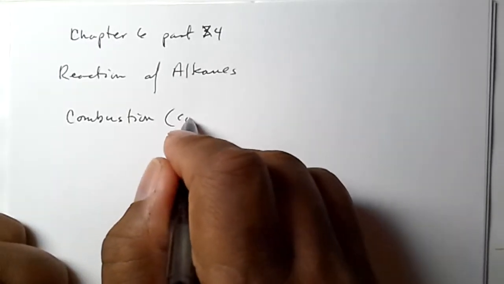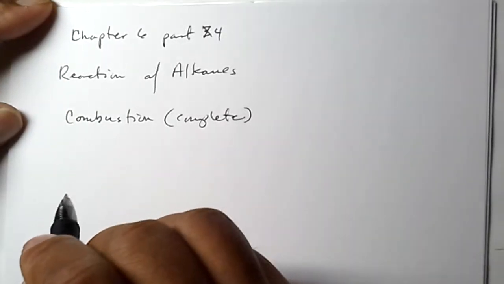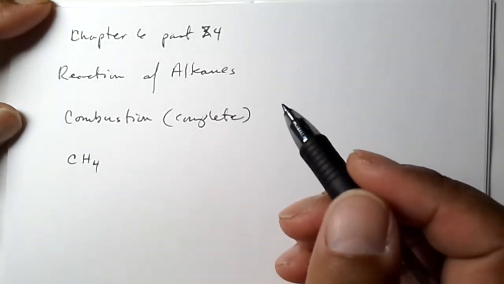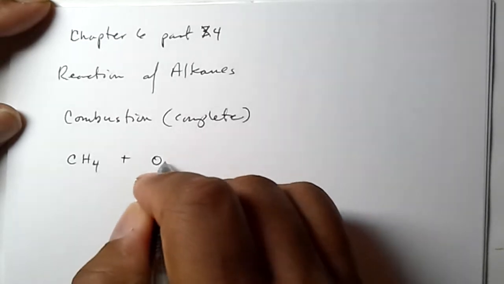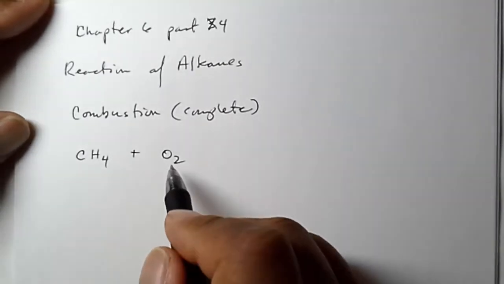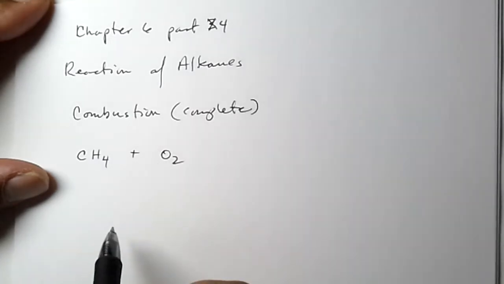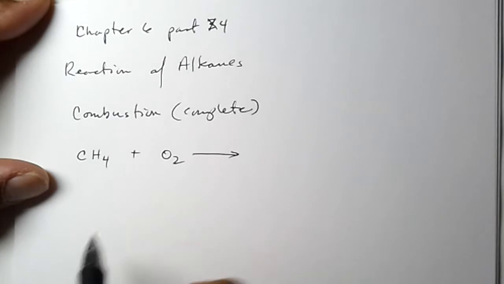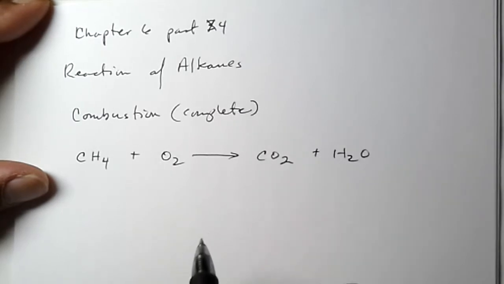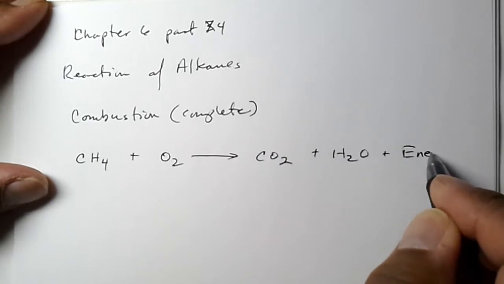Okay, complete combustion. This involves taking an alkyl compound, say methane, and whenever you burn a compound, you're adding oxygen, and of course that will produce water and carbon dioxide and a substantial amount of heat or energy.